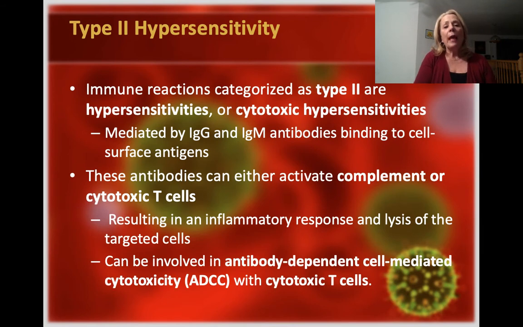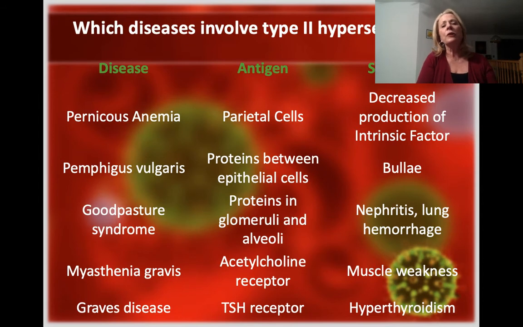So it can be involved in what we call antibody-dependent cell-mediated cytotoxicity, which basically means that an antibody can bind to a cell, and then the cytotoxic T cell is able to basically locate that cell and bind to it and destroy that cell. These are just some of the potential diseases that can occur from type 2 hypersensitivity.